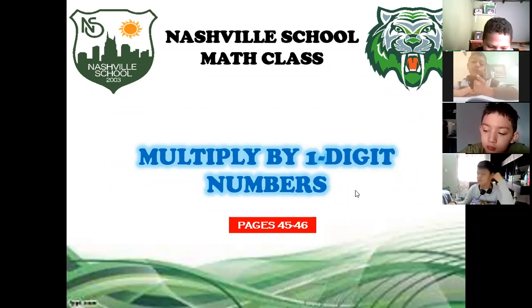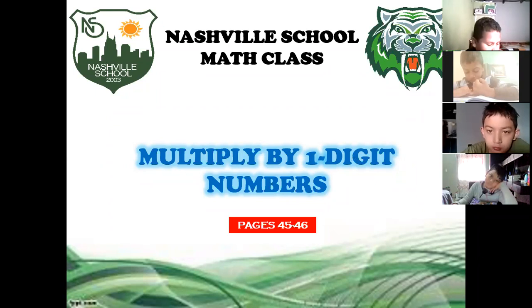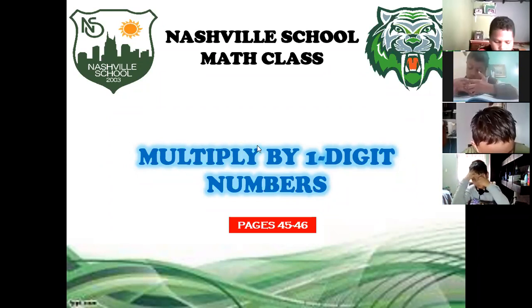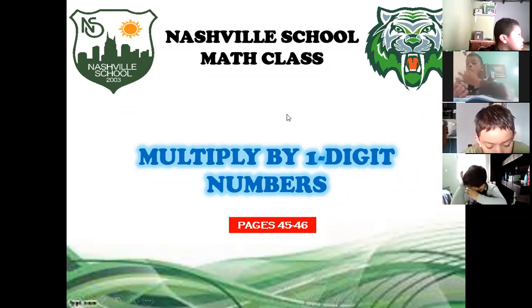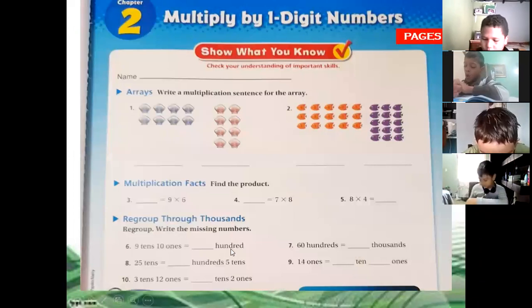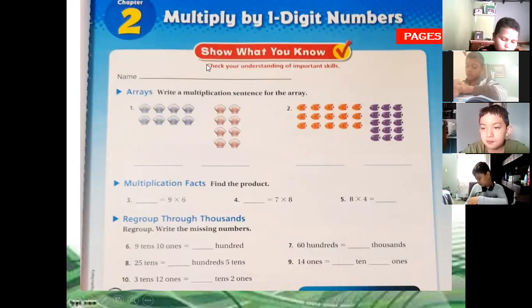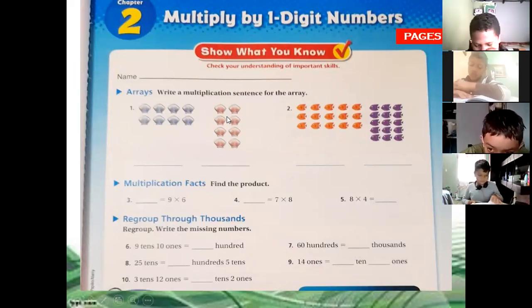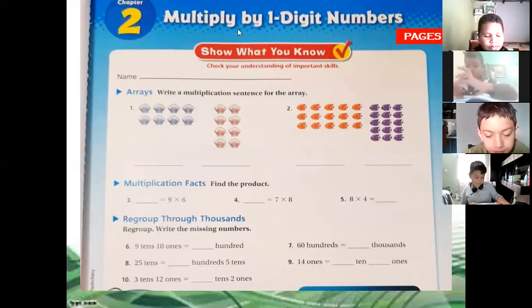Multiply by one-digit numbers is our topic today. We are starting with multiplication. So tables are important. Pages 45 and 46, please. Page 45. Show what you know. Write a multiplication sentence for the array.